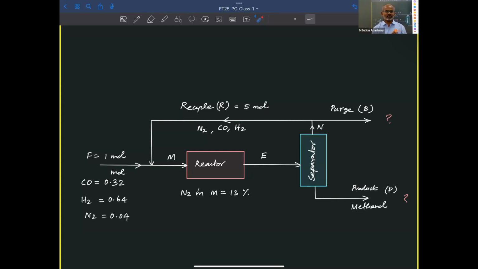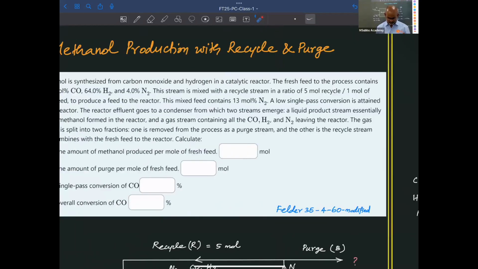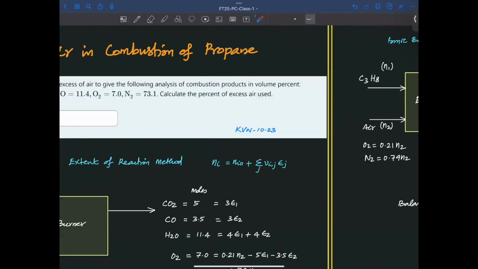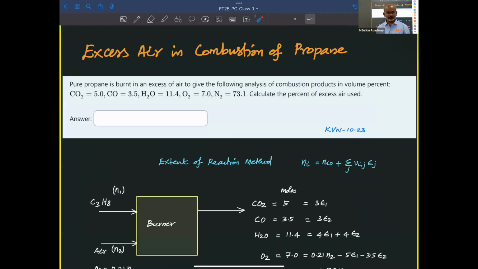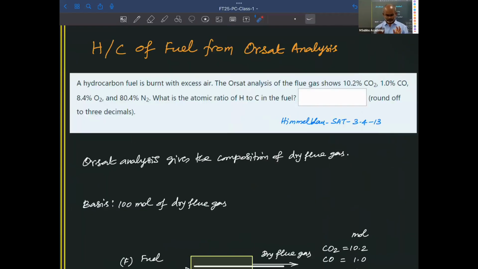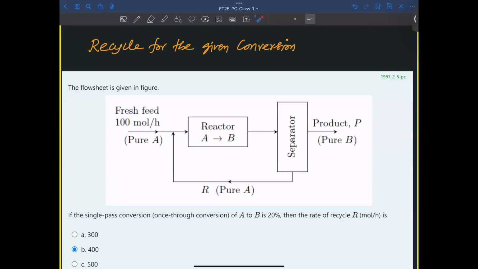Sir, can you go to the second last question? This one? Not this. Yes, this one. This is the first one, or excess air in combustion. Maybe you can go by the title. The question is recycle for the given condition.